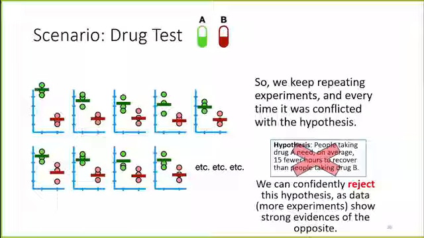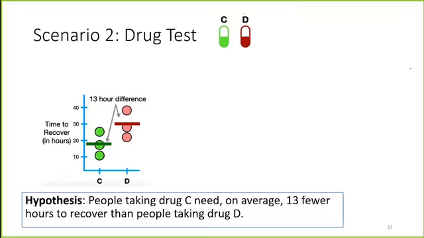It's not what we came up with in the first place. So we don't say it's wrong. We say we want to reject that hypothesis. Okay, so keep in mind the keyword reject. Okay, now let's do another pair of drugs, drug C, drug D.